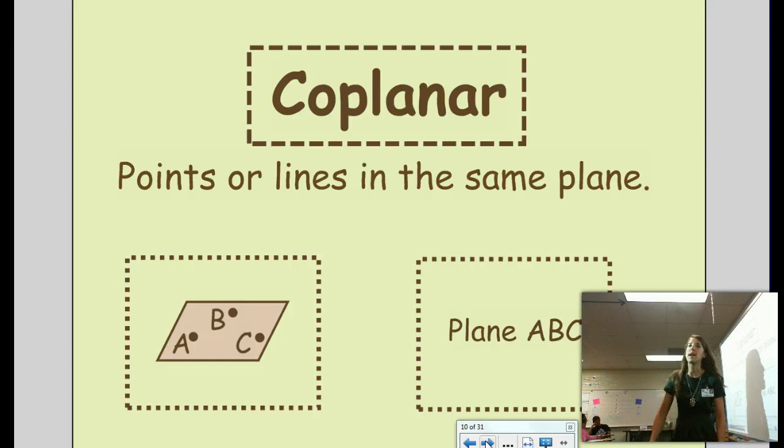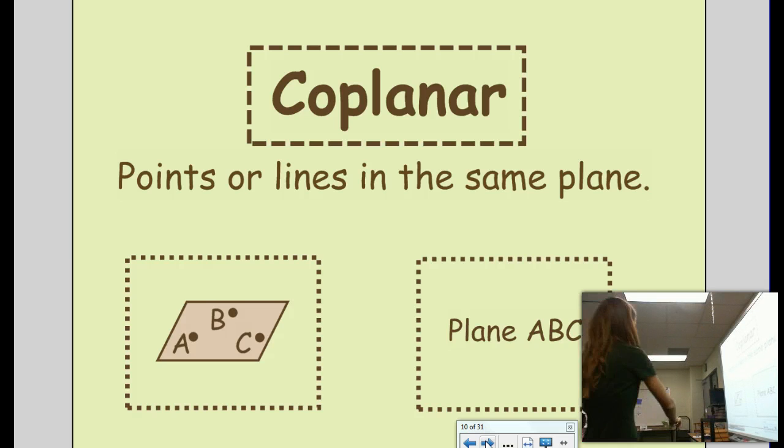Coplanar, I know someone had this one. Here we go. Coplanar, come on up. Jacob and Chris. Coplanar goes right along with collinear. Collinear means same line. So coplanar means same plane. Yeah, it's not rocket science. Collinear, same line. Coplanar, same plane.